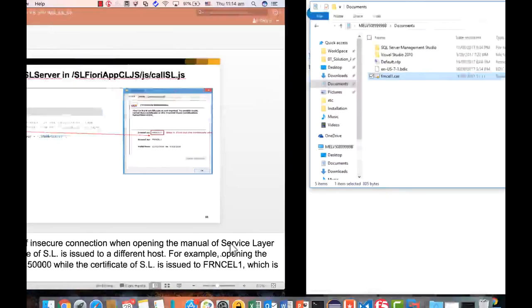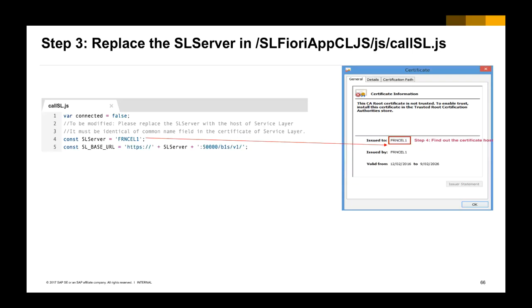The next thing we are going to do is replace the placeholder for the SL server with our service layer. In this case, the service layer server host here must be exactly the same as the name in the Issued To field of the certificate. Otherwise, if you use an IP address, you may also get a security warning, because this certificate is issued to this server's common name. So we are going to use this one.